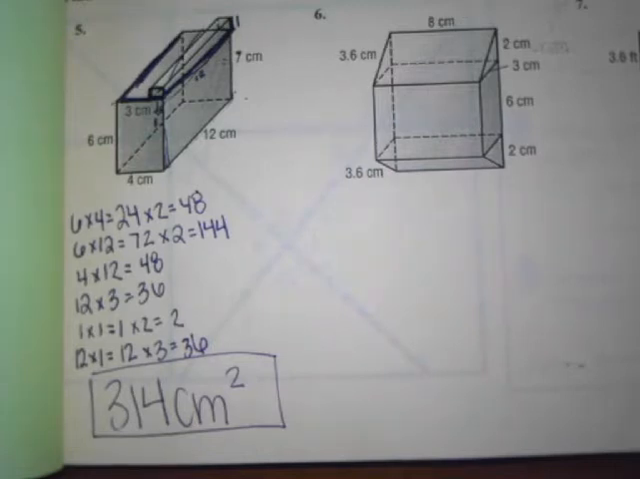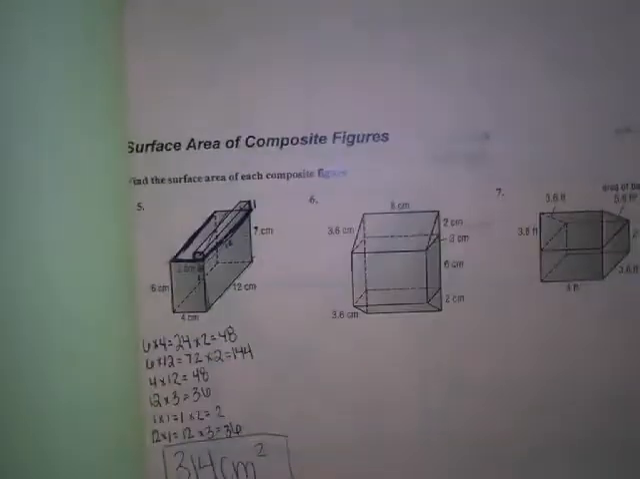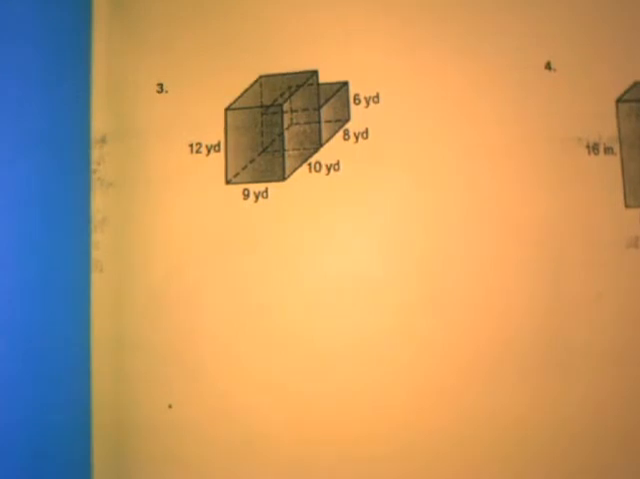Okay, I want us to go to the lime green paper now. That still talks about surface area. And we are going to go down to number 3 on it. Told you we were going to jump around a little. So number 3 on the lime green piece of paper. And let's start finding the surface area of this.